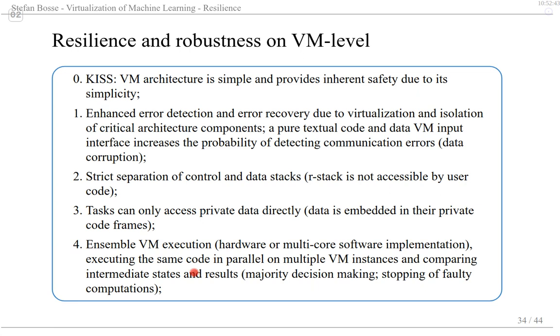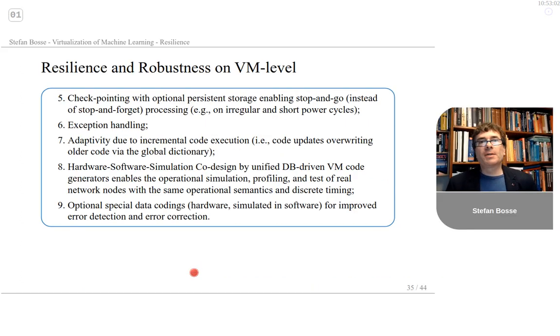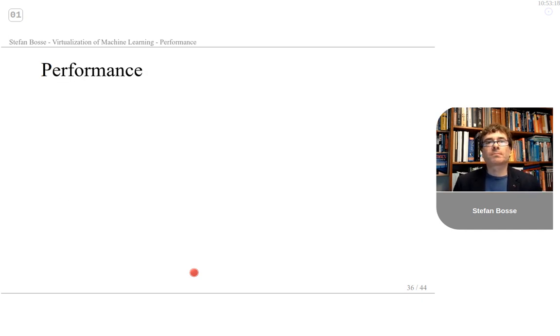For example, we can provide an ensemble VM execution, in hardware or as a multi-core software implementation, executing the same code in parallel on multiple VM instances and comparing intermediate states and results, providing, for example, majority decision making. There are a lot more concepts provided by the REXA VM: checkpointing, exception handling, adaptivity, hardware-software co-simulation, optional special data codings, and so on, that are inherent features of the REXA VM. But at the end, we have to talk about performance.